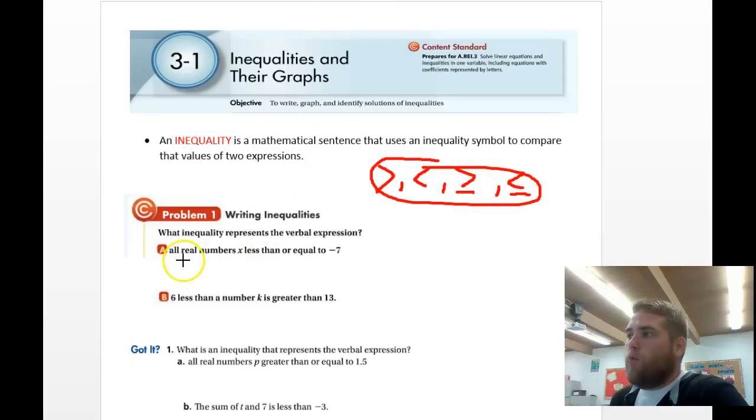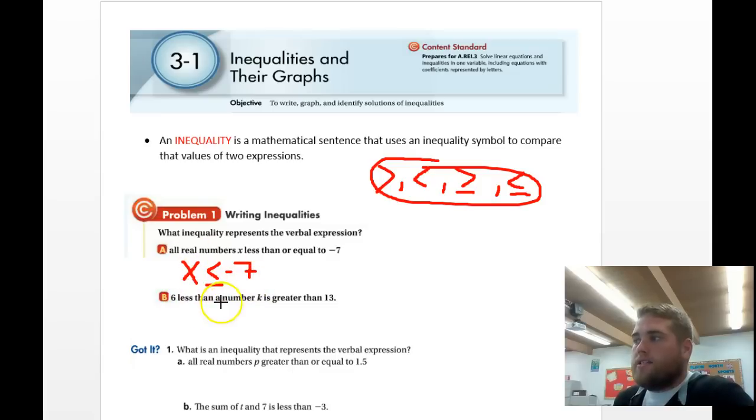So problem one. What inequality represents the verbal expression? So it's going to give us words, and we have to write it down as an inequality. Okay. So all real numbers x, x less than or equal to -7. So less than or equal to -7. Okay. And that's it. We're taking words and we're just writing it down.